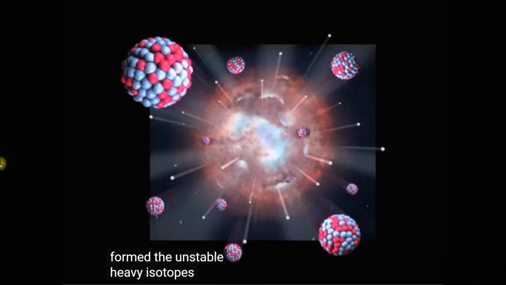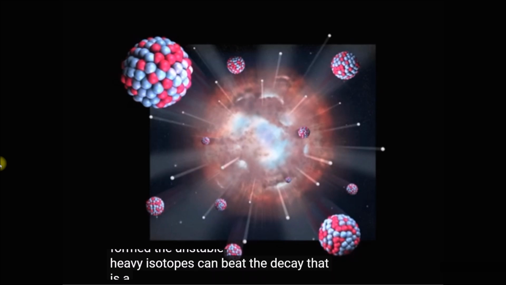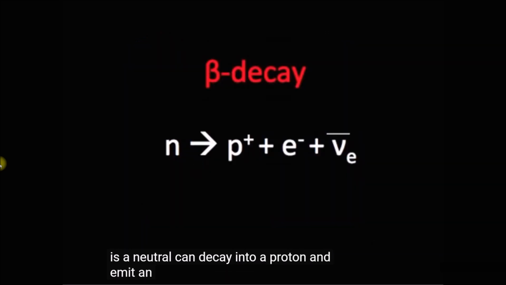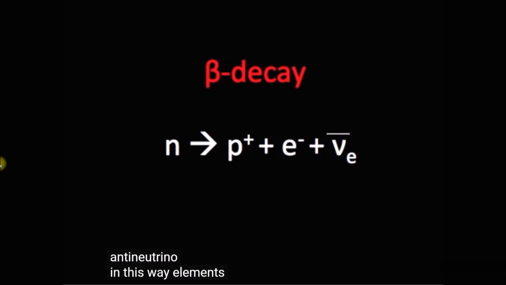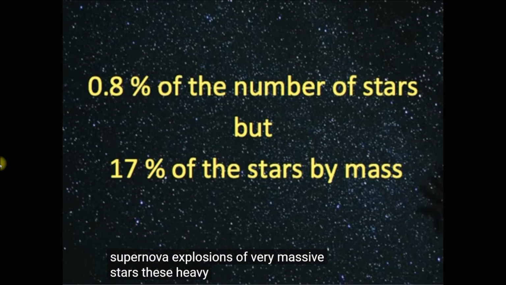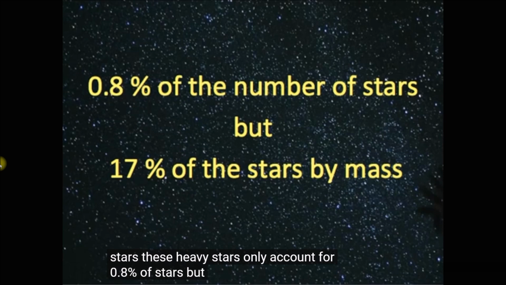The unstable heavy isotopes can beta decay. That is, a neutron can decay into a proton and emit an electron and an electron antineutrino. In this way, elements of high atomic numbers are formed. Almost all the heavy elements in the universe are believed to be formed in supernova explosions of very massive stars. These heavy stars only account for 0.8% of stars, but 17% of the stars by mass.